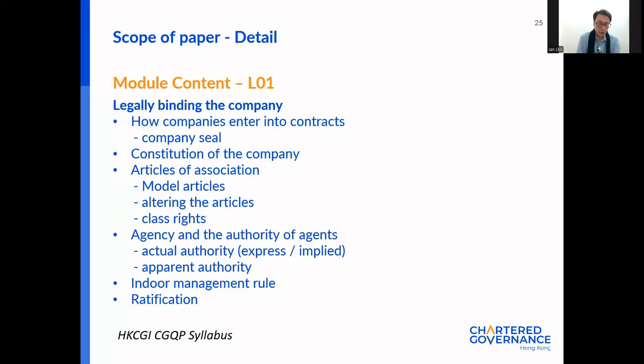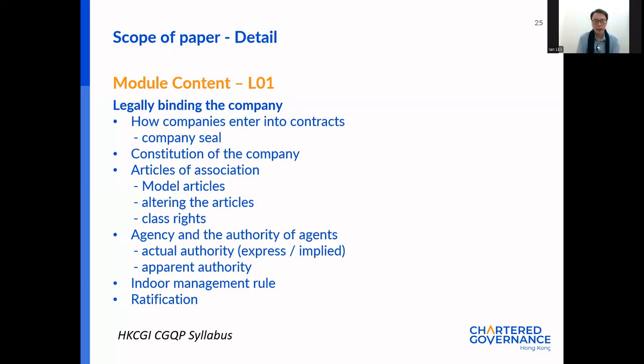So now, then you have the model articles. As I mentioned, there's a sample set, a template provided with the Companies Ordinance. That's known as the model articles. There are model articles for private companies, model articles for public companies, and so on. I think there are 3 sets at least.